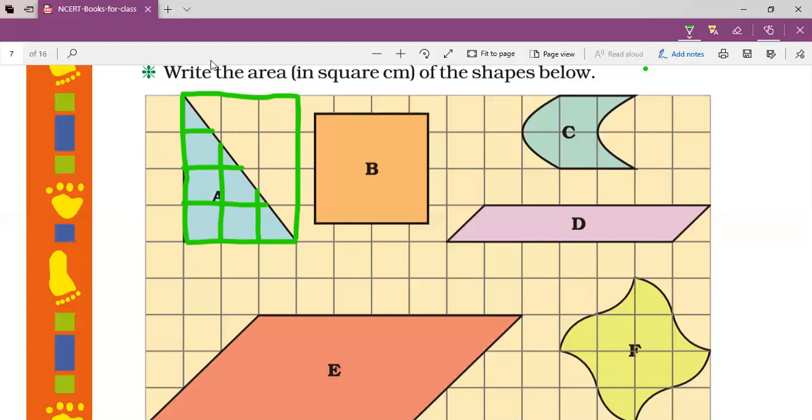So what is the area of this rectangle? Length is 1, 2, 3, 4. What is the length of this rectangle? 4. Breadth is 1, 2, 3. Into, I'm not writing length and breadth, I'm writing the answer directly. 4 threes are 12. Yes. And what is half of 12? When we divide 12 by 2, what answer will we get? 12 is the area of this rectangle.